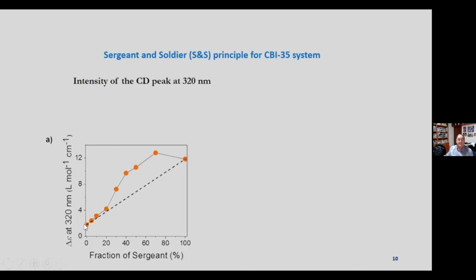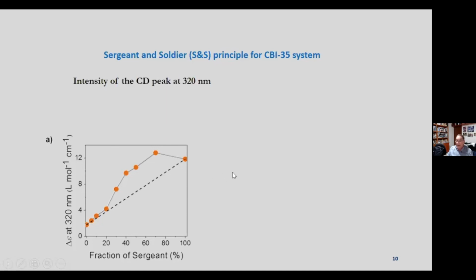So you see here the CD spectrum, that's the intensity of the peak of the circular dichroism spectrum. And you realize in the beginning, when you add chiral molecules, the sergeants, to the soldiers, the achiral molecules, the optical activity depends linearly on the amount of chiral molecules. But here we see a change and we get amplification. So the chiral molecules induce chirality beyond their own structure. And this effect is known for a long time.